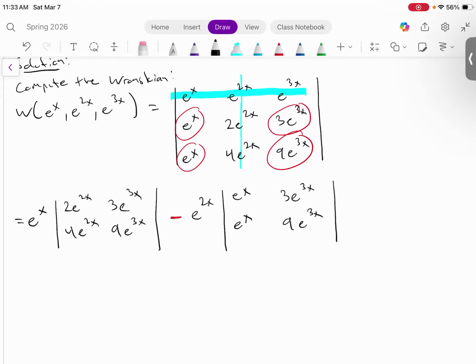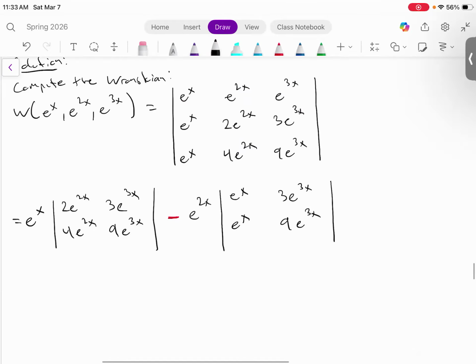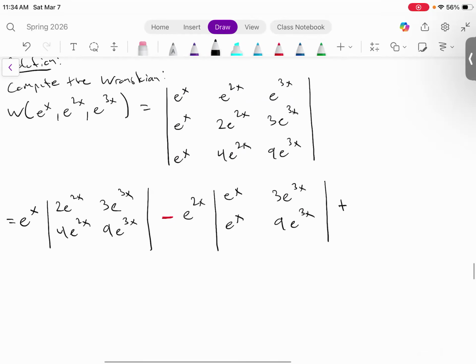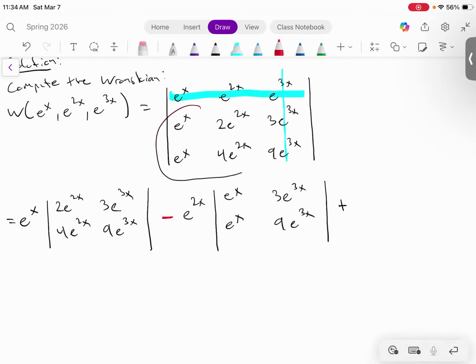Okay, so we have three solutions. We're going to have one more determinant. So let's erase these highlights and circles. With this third determinant, we're going to add; subtracting is only for the second determinant. We are focusing on e to the 3x. So third column, first row, my determinant remaining would be these terms off to the left.